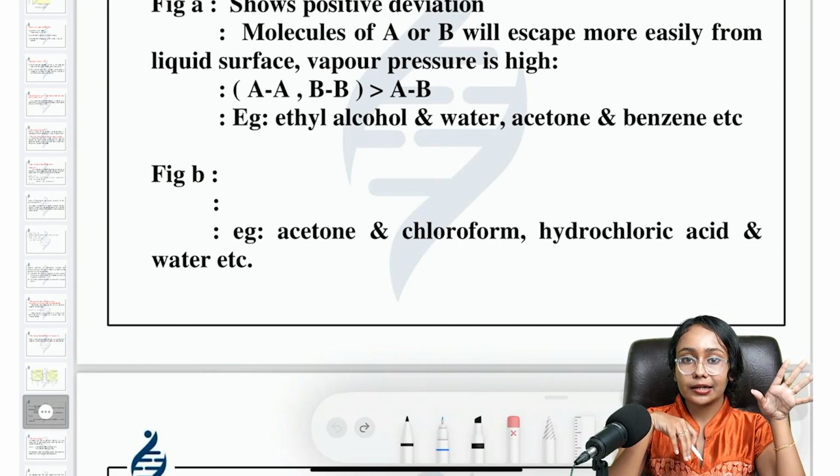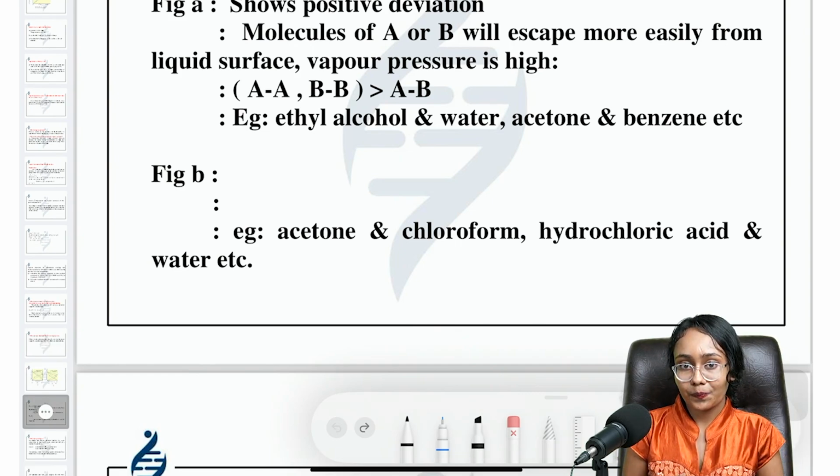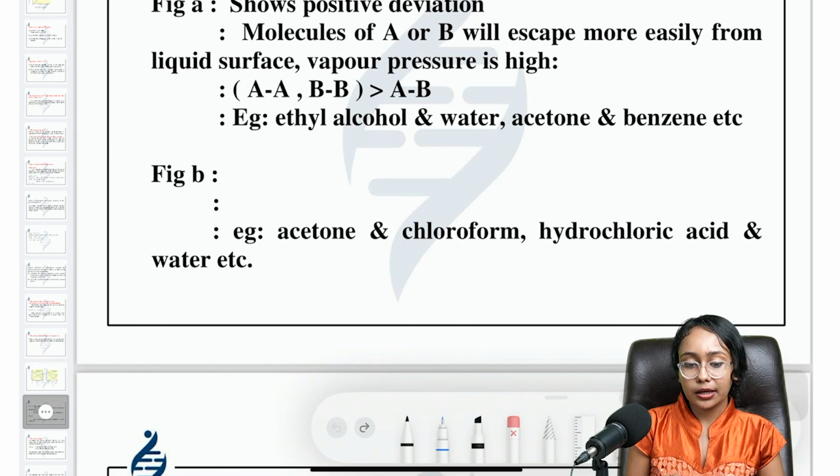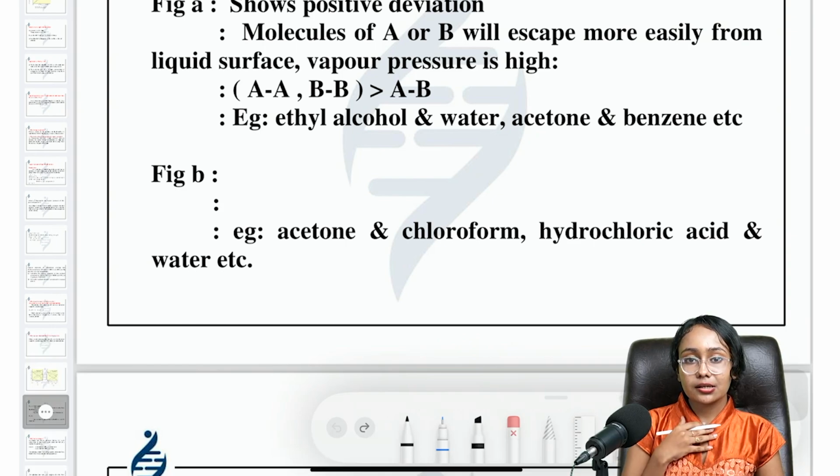Hope all these topics are clear. Fine. And what are the characteristics of an ideal solution? Enthalpy of mixing and volume of mixing is 0. Also, P_A equal to P naught A chi_A, P_B equal to P naught B chi_B. The A-A interaction, B-B interaction will be equal to the A-B interaction. All these characteristics are for ideal solutions.